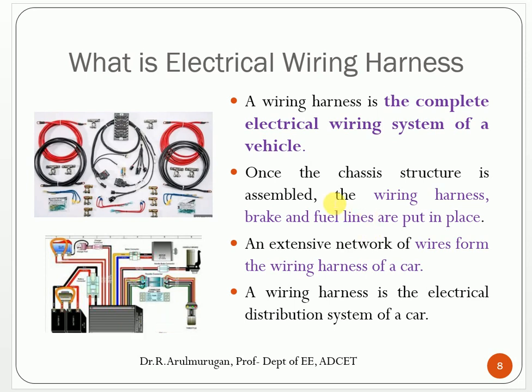Once the chassis structure is assembled, the mechanical part is over. The wiring harness then comes in. The electrical breaker systems and the fuel line indicators are put in the proper places. It is the extension work of the various forms of wiring harness of a car and bike. The wiring harness is the electrical distribution system of a car.